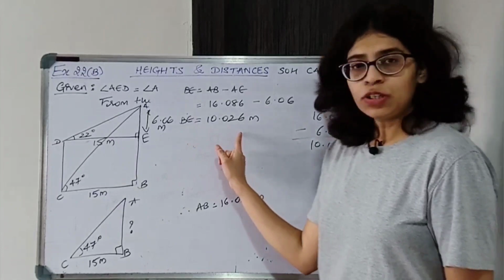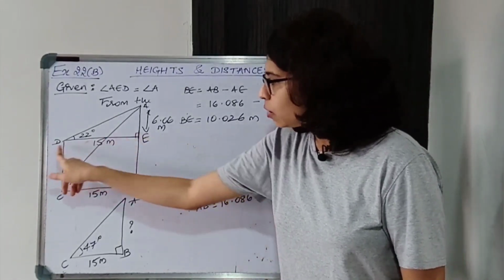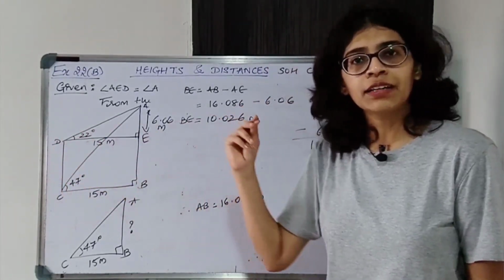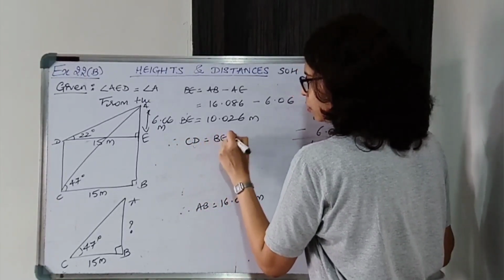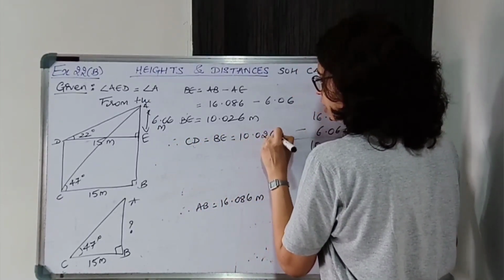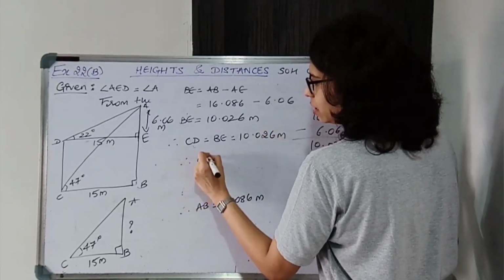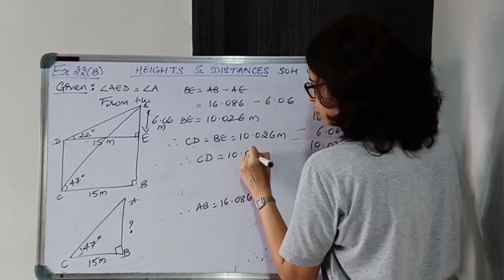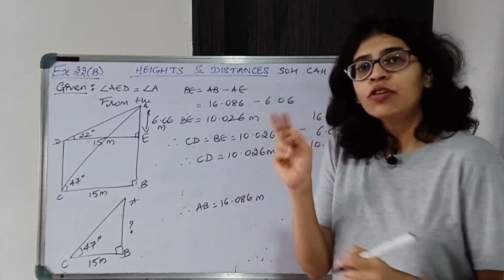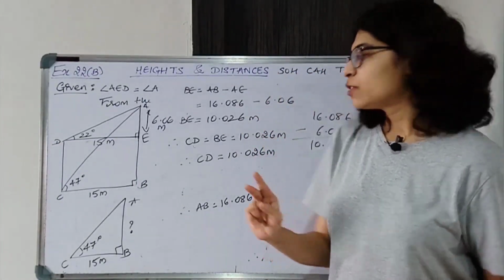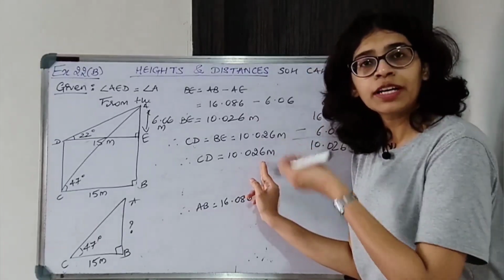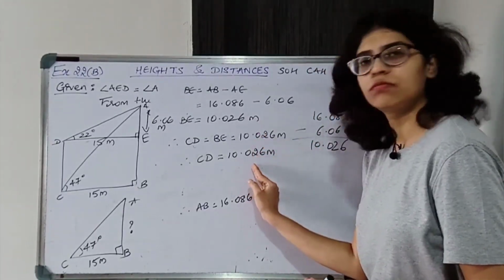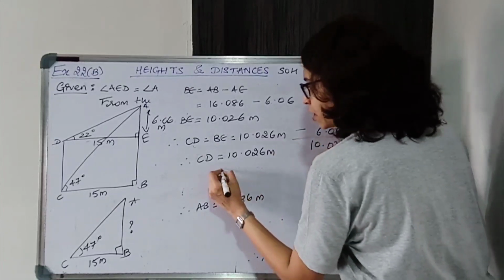So BE is equal to CD, opposite sides of a rectangle. Therefore CD is equal to BE, which is 10.026 meters. Rounded off to 2 decimal places, we remove the third digit. Is it 5 or greater than 5? Yes, so we add 1 to the digit at the second decimal place.